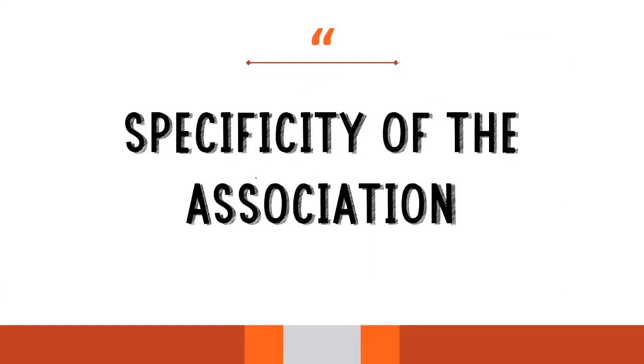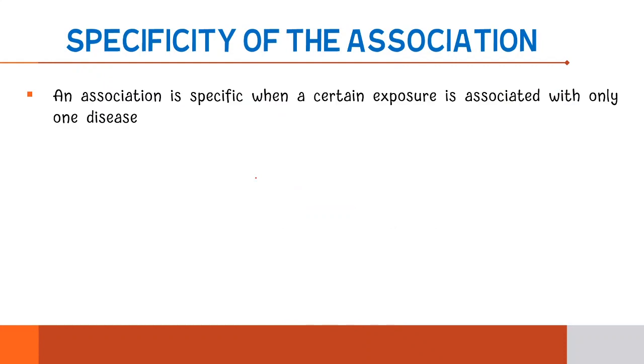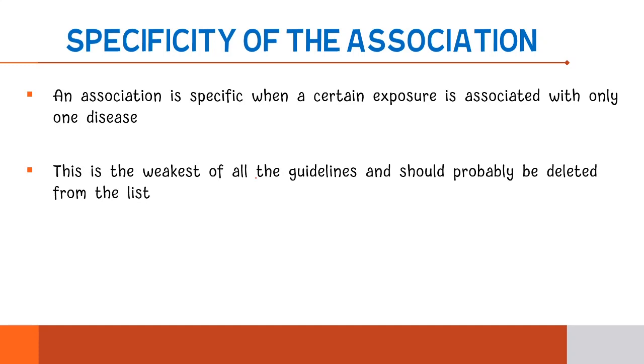Next is the specificity of the association. Now, an association is specific when a certain exposure is associated with only one disease. And actually, in terms of this guideline, take note, it is the weakest. Specificity is the weakest of all the guidelines and should probably be deleted from the list. Why? Since, di ba, in the examples I have given, it is very rare to see an exposure that you can observe in only one disease.